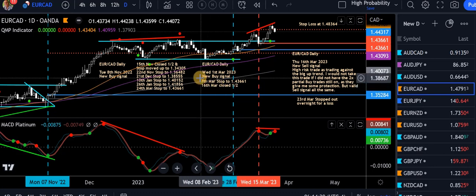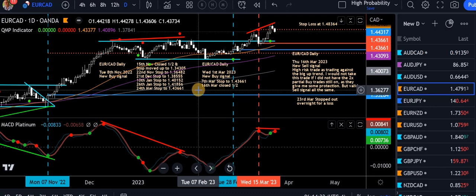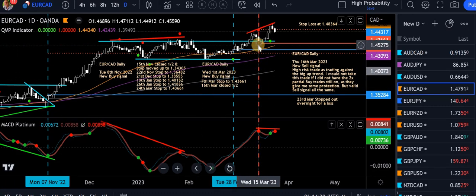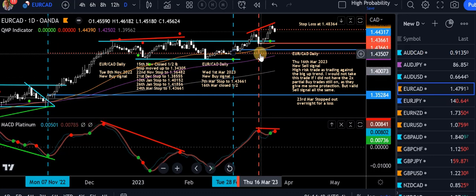7th of March, new buy signal. 7th of March, moved my stop. 16th of March, closed half. So let's have a look at 16th of March. Yeah, closed half after this big bear. On the sell signal, actually closed half, and my stop's up. So if I do get stopped out on this second buy trade, it'll be an overall very small profit. I won't be a loser.